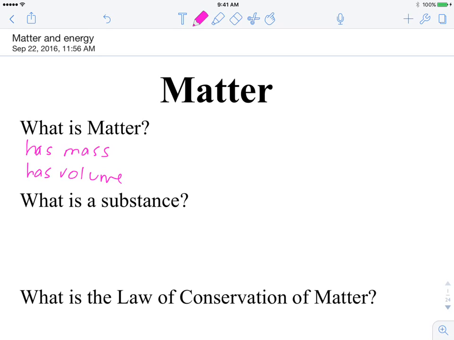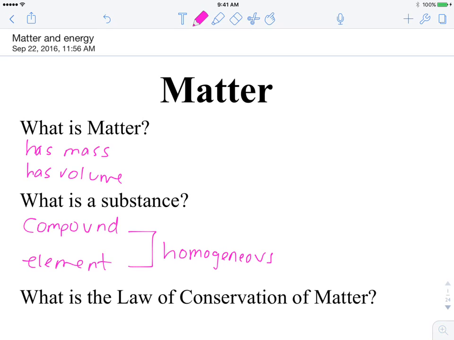Now, matter can be subdivided into categories, and the main category is either you're a substance or you're not a substance. Now, if you're a substance, you're considered one of two things. A substance can either be a compound or it can be an element. And we're going to define these in the table below. But something important about both of these is that they are considered to be homogeneous. So what does it mean to be homogeneous?